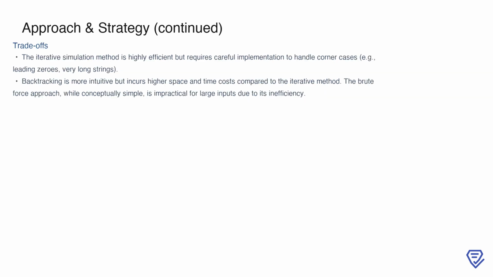Every approach has its trade-offs. The iterative simulation method is highly efficient but comes with the challenge of carefully addressing edge cases, such as leading zeros in very long strings. On the other hand, backtracking, while more intuitive and systematic, incurs higher space and time costs, which limits its scalability. The brute force approach, though conceptually simple, is impractical for larger inputs due to its cubic complexity.